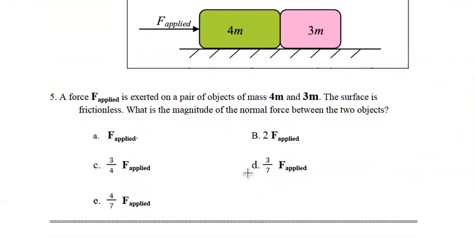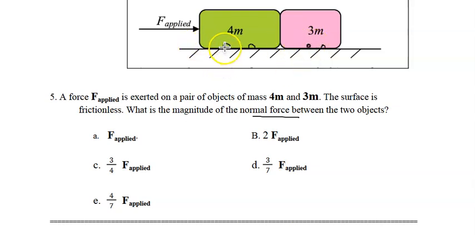Okay, I think this is the last connected objects problem. You have an outside force pushing on two blocks, and the surface is frictionless, so pretend like these are on wheels. What is the normal force between the two objects? All right, they're asking you for an internal force. So I'm going to show you the logic way to do this, and then I'm going to walk you through the math way to do it, the long way.